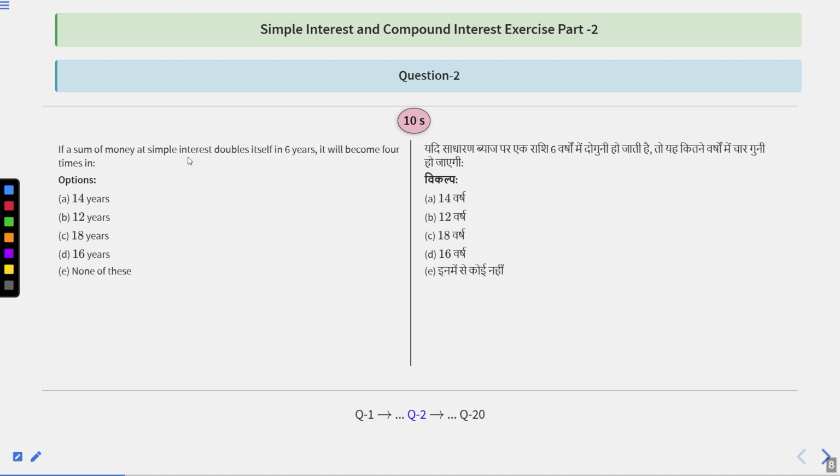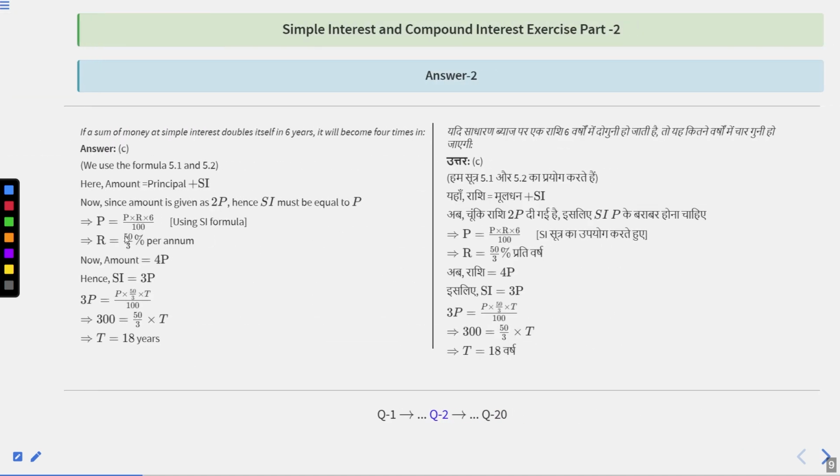If a sum of money at simple interest doubles itself in 6 years, it will become 4 times in how many years? You have 5 options and 10 seconds to analyze the question. Your time starts now. Now time's up. Let's see the solution.